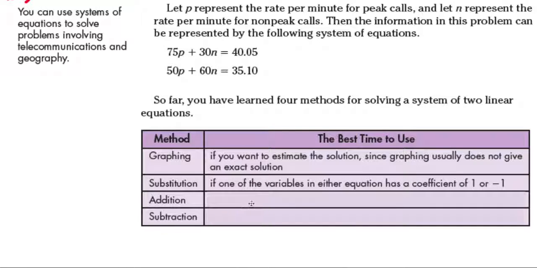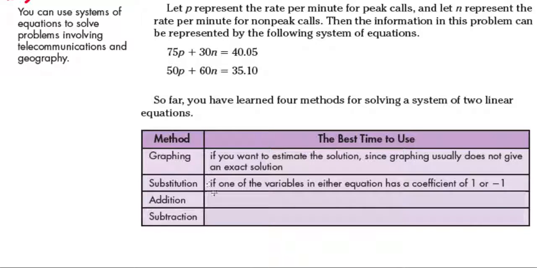Substitution: use it if one of the variables in either equation has a coefficient of 1 or -1. Again, remember the definition of a coefficient. A coefficient is the number before the variable. If the number before the variable is either a 1 or a -1, the substitution method is the best method to use.